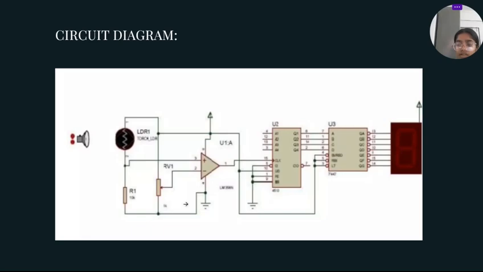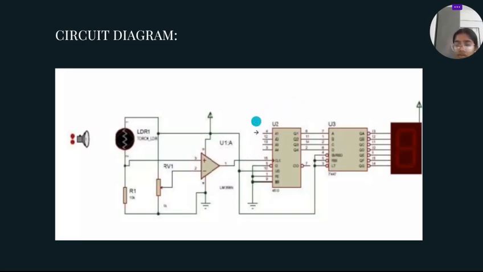RV1's one terminal is connected with the inverting input of the operational amplifier. U1A is the operational amplifier; plus is called the non-inverting input, and minus is called the inverting input. The non-inverting input receives a voltage from LDR1, and the inverting input receives a voltage from RV1, and the output goes high or low based on the comparison, triggering further action.